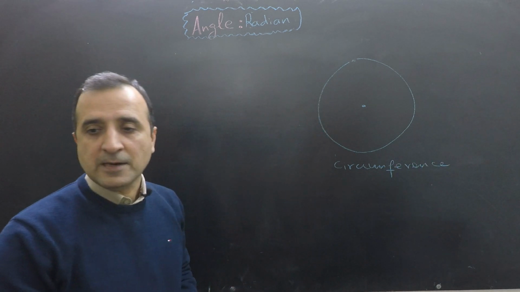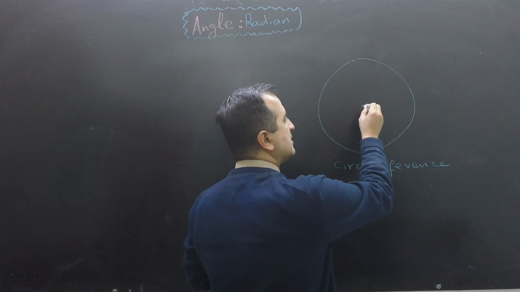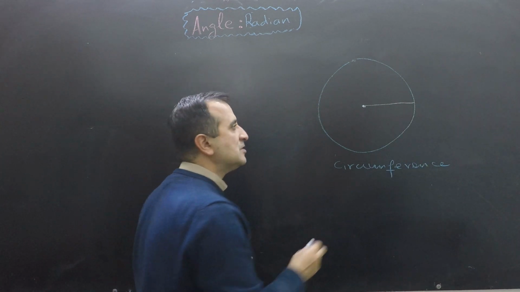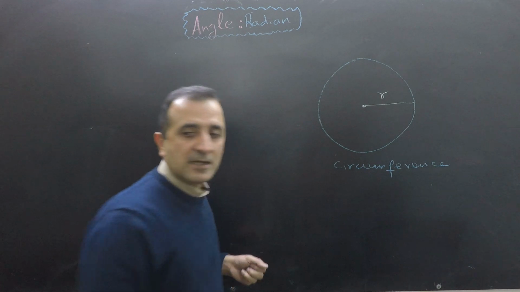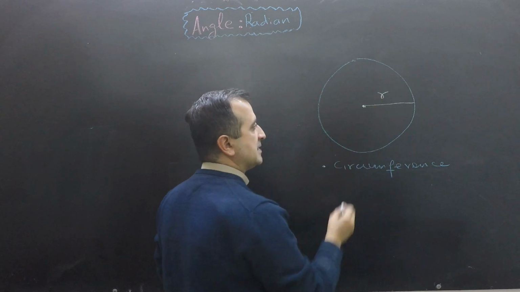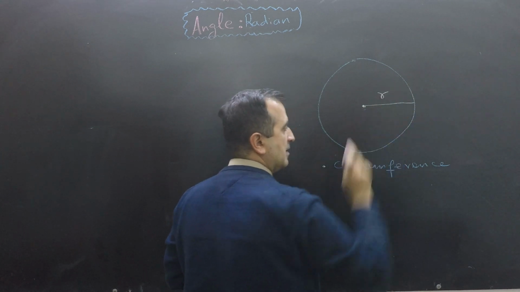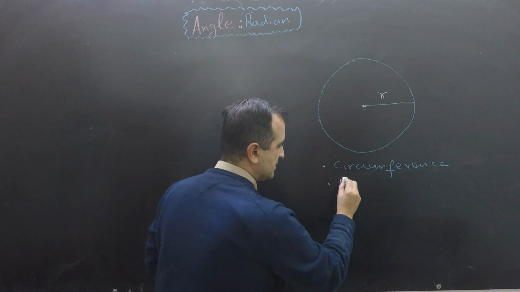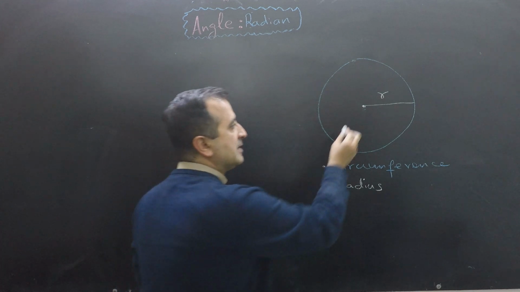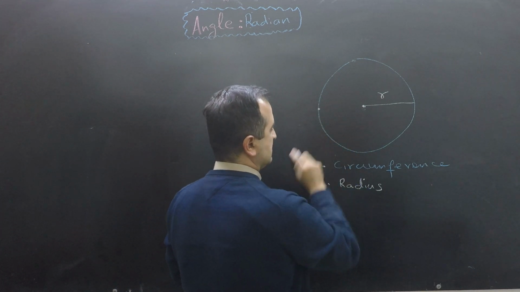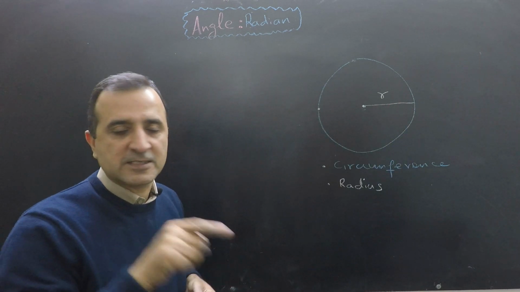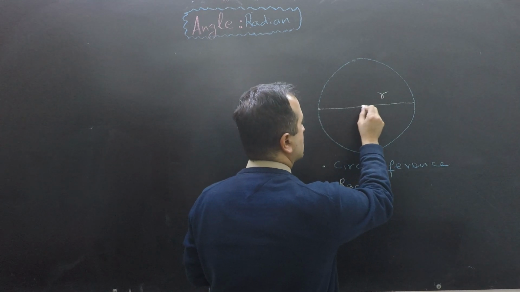And a circle has a radius. Radius is the distance from the center to the edge. So this is called the radius, and radius is usually represented with r. And a circle also has a diameter. So a circle has a circumference, which is this distance. It has a radius, which is from the center to the edge of the circle. And we also have a diameter. Diameter is the distance from one part of the circle to the other part of the circle, and the line must pass through the center. So this is our diameter.